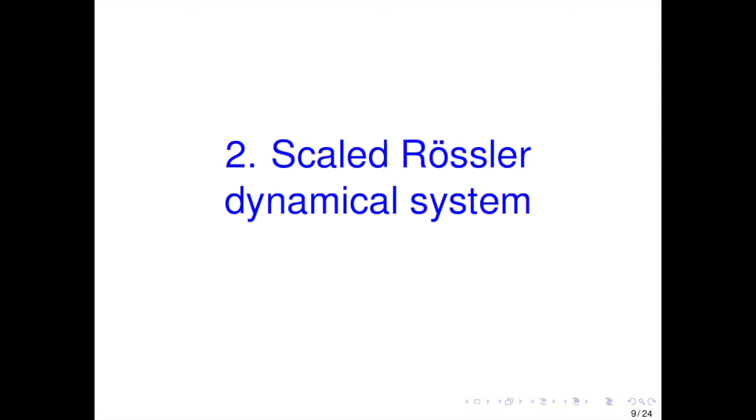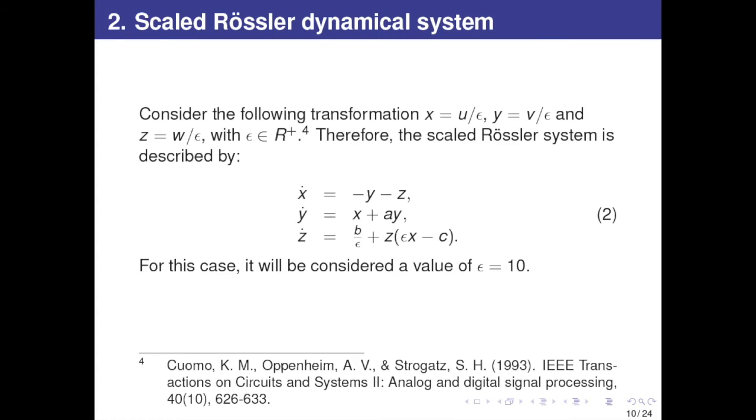So now, an explanation on how to adjust the states of the Rössler system. We will consider the following transformation. For example, the variable x will be u divided by a factor named epsilon. The same thing for the variable y, v, and the variable z, w. In this case, these are the resulting states of the scaled system. Now, a value of epsilon equals 10 will be considered.